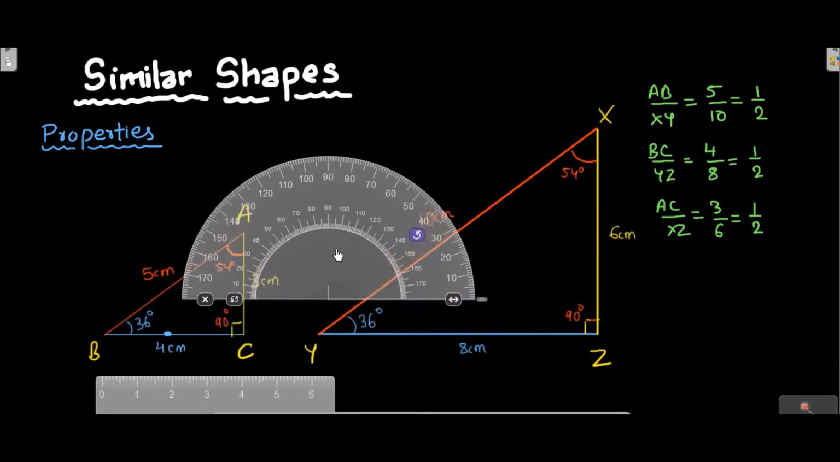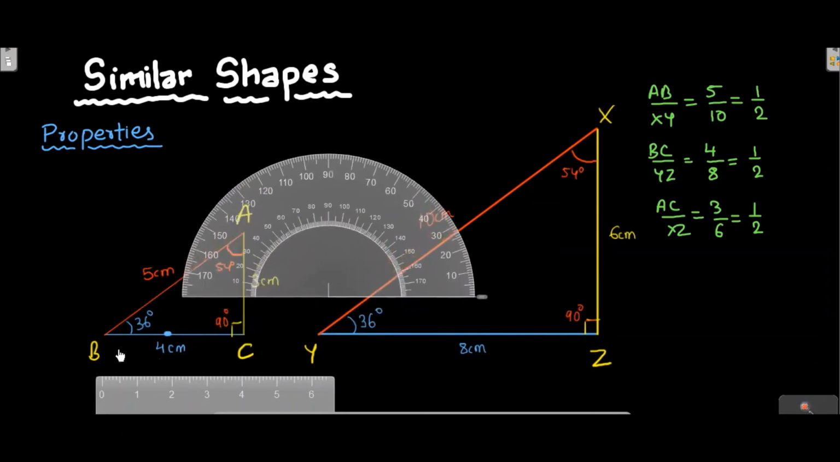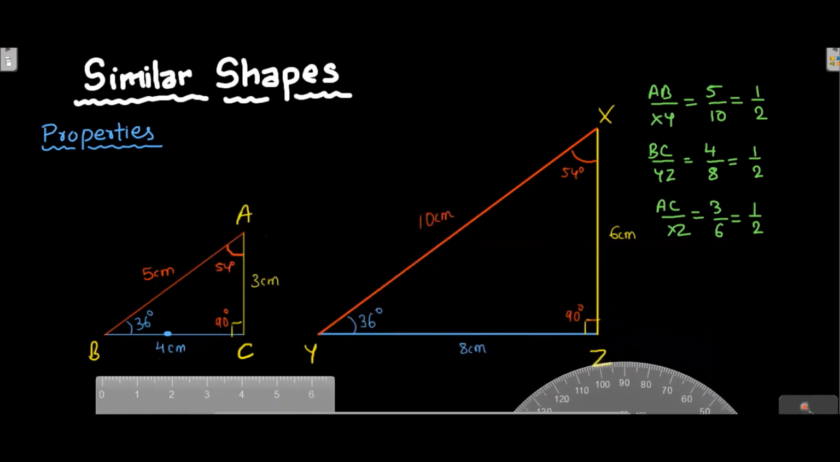So the theory works very well. Whatever angle is at B, the same angle is at Y. Our second property says all three angles of the triangle or shape should match, and only then can we say they are similar shapes. Here angle B is 36 and angle Y is also 36, angle A is 54 and angle X is also 54, angle C is 90 degrees and angle Z is also 90 degrees. So all the corresponding angles match, and we can say the shapes are similar.